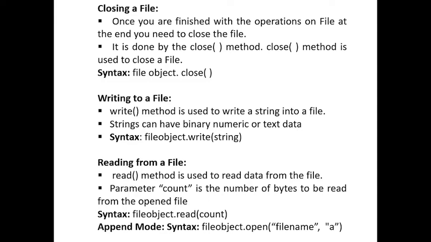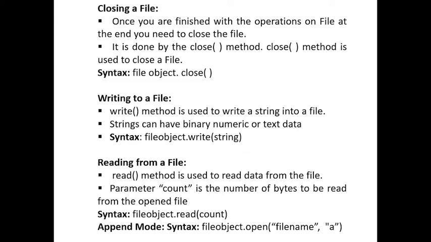Next, reading from a file. The read method is used to read data from the file. The parameter count is the number of bytes to be read from the open file. So, file object dot read, in brackets, count.